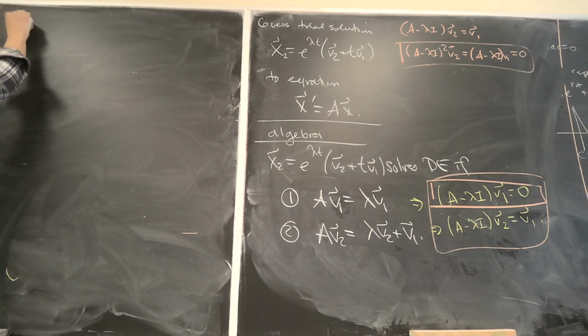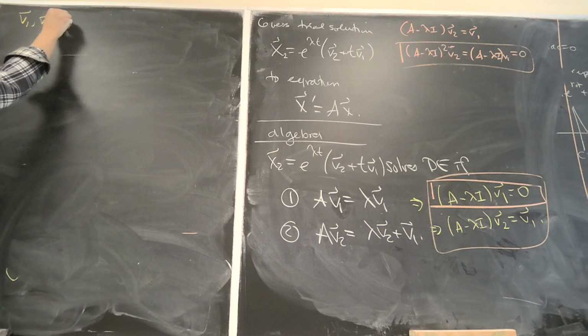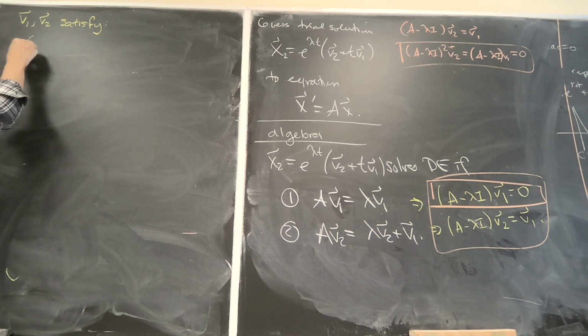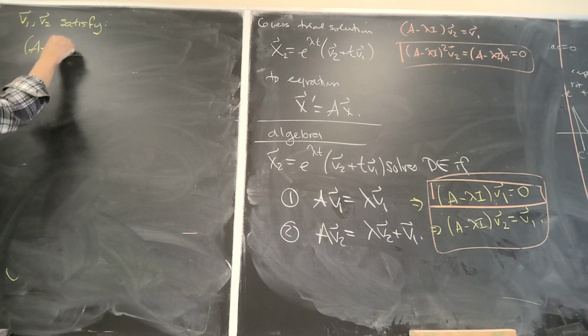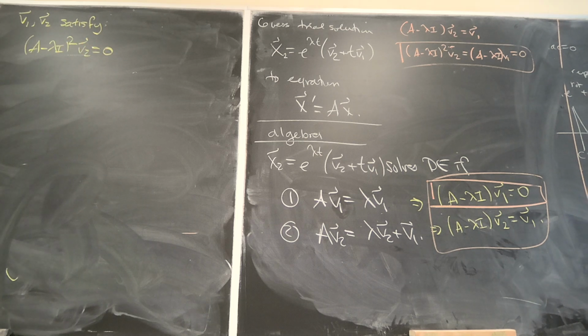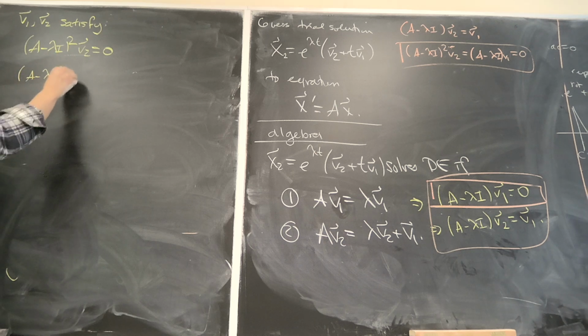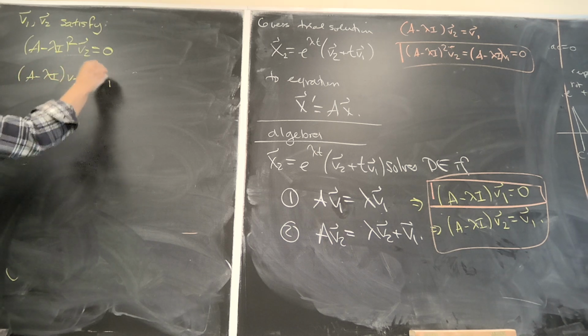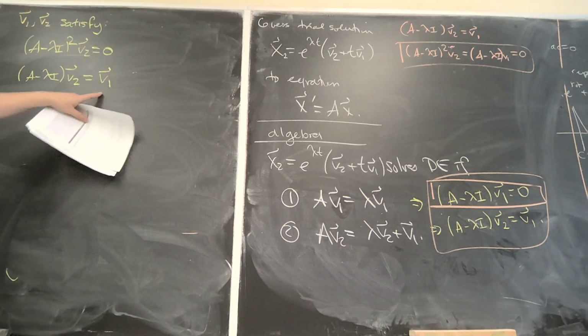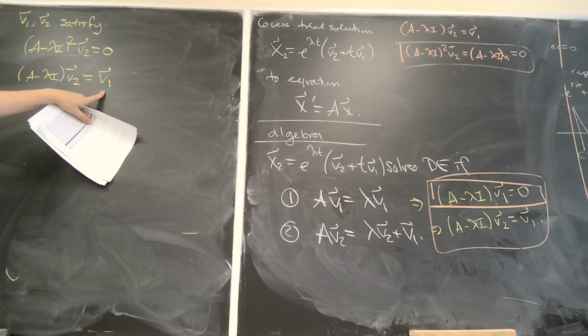So v1 and v2 satisfy the following. (A minus lambda I) squared v2 is equal to 0, and (A minus lambda I) v2 is equal to v1. And necessarily, because I want that to be an eigenvector for the original matrix, it must be the case that v1 is not the 0 vector.